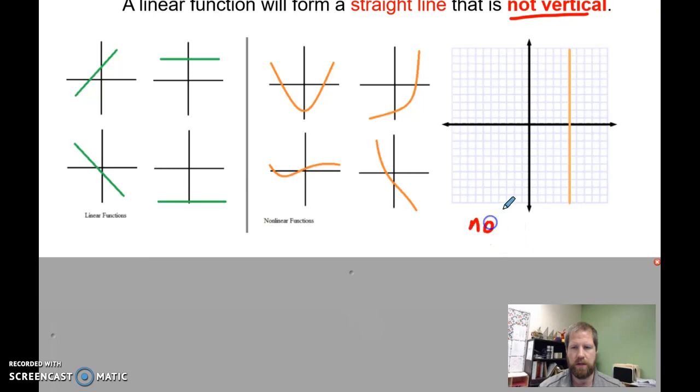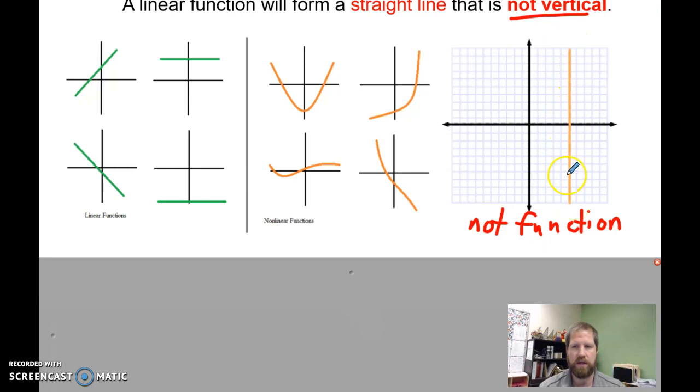Okay, so not a function. It's not a function at all. Right? Oh man, my mouse is really messing up. Okay, not a function at all. And why is it not a function? Well, it does not pass our vertical line test.